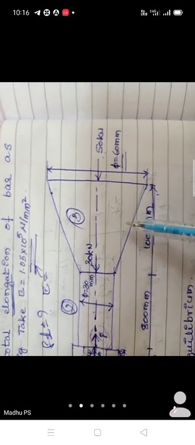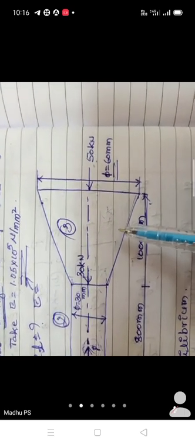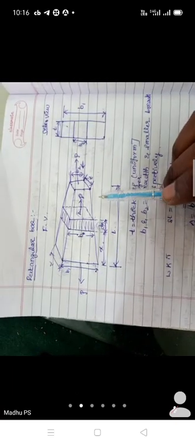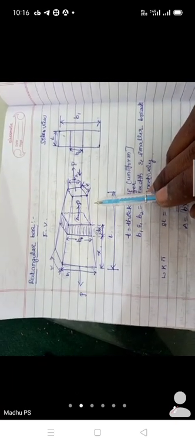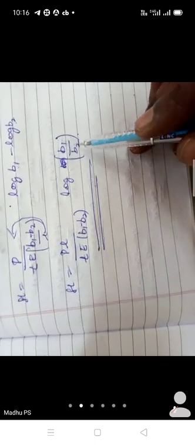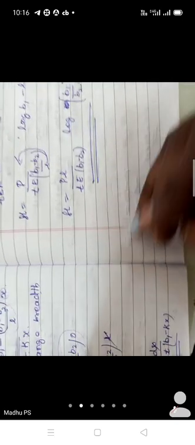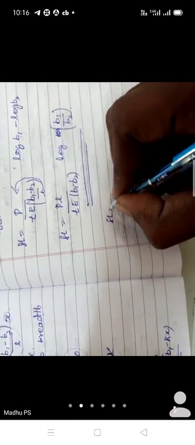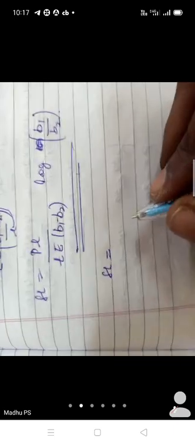So I have not derived the formula for the tapered bar. Yesterday in the last class, for the rectangular bar, I derived the change in length formula. It is delta L is equal to PL divided by t E (B1 minus B2) log (B1/B2). That is your formula. In my notes the derivation for the change in length is there. So it is similar.